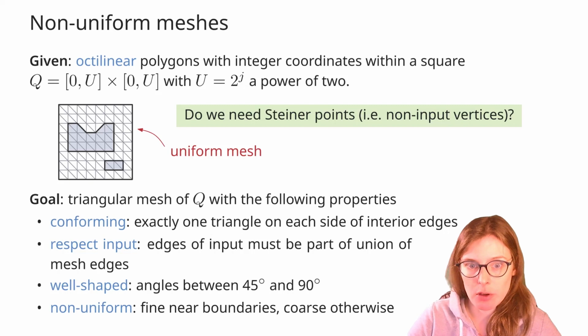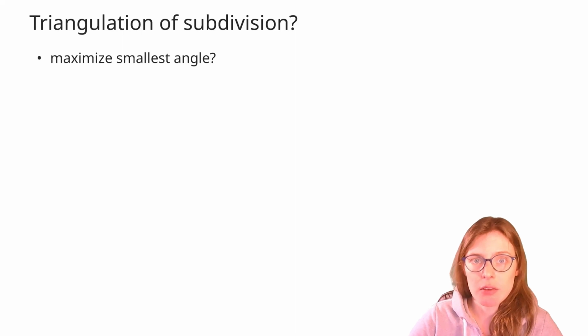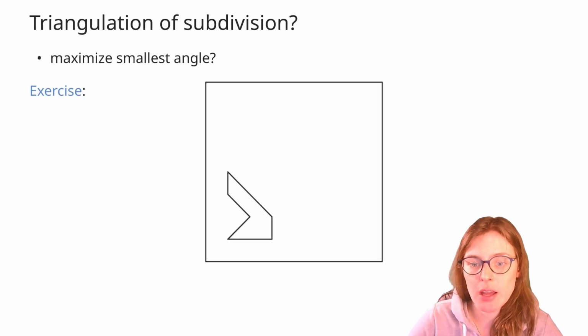Let's discuss the following question. To achieve our goal, do we need to introduce Steiner points in our construction? Meaning that, do we need to create new vertices of the mesh? Let's start with the well-shaped property, and let's consider the following task. Given the input, we will want to find a triangulation that maximizes the smallest angle. So please solve the following exercise.